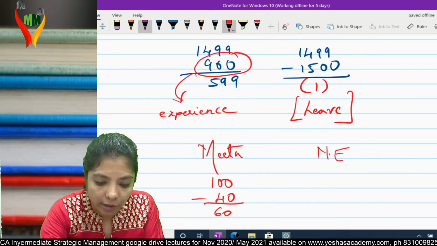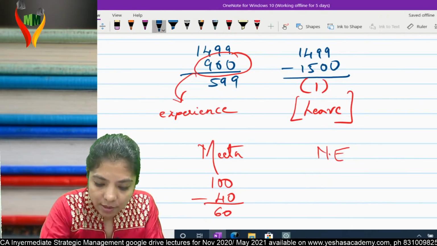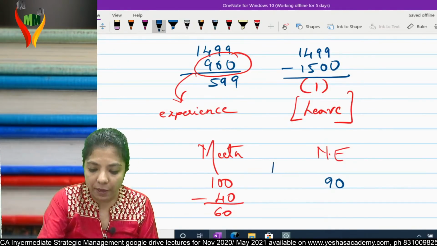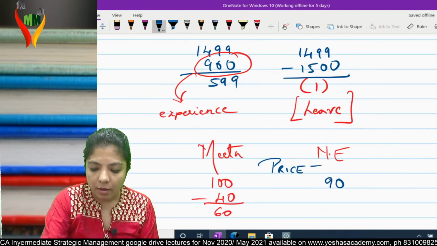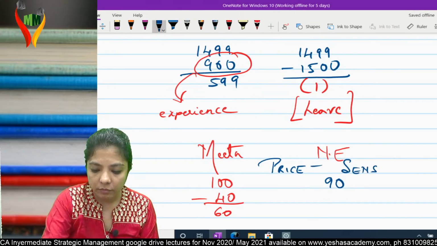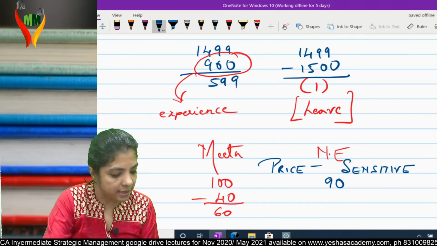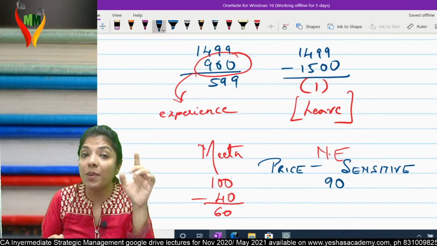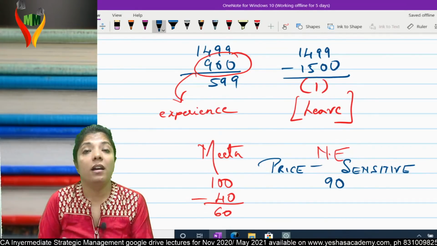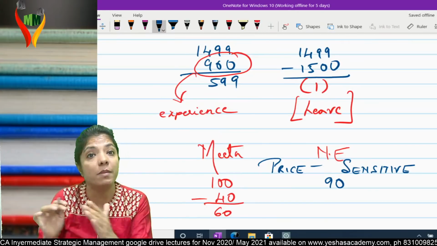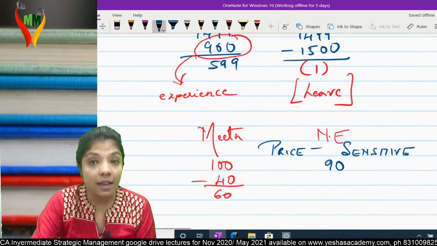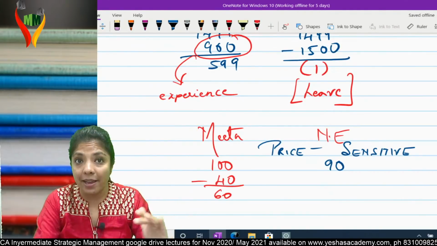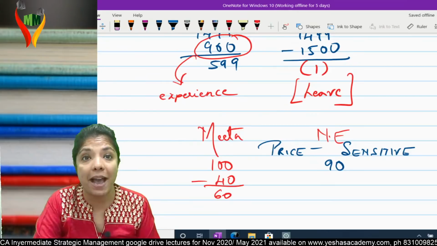Am I clear? So what will the new entrant do? The new entrant will start selling at, suppose, 90. Now, the people who are price sensitive, what will come to their mind? Okay, let us try the newcomer, at least my 10 rupees will be saved. So at 90, people will go and try, people will go and buy, and if they like, they will continue buying from him only.